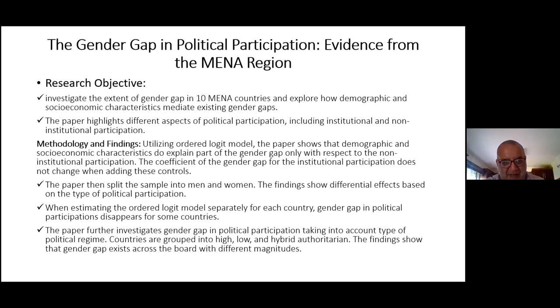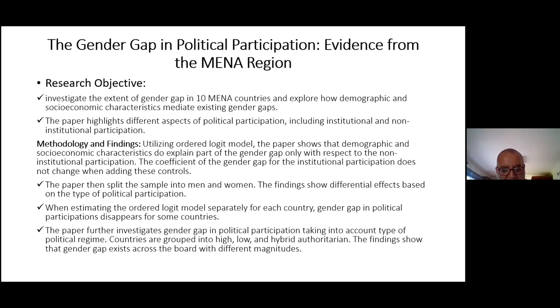The paper shows that demographic and socioeconomic characteristics do explain part of the gender gap, checking the tables, but only with respect to institutional participation. The coefficient of the gender gap in the institutional participation model did not change once the other controls were added. The paper then split the sample into men and women. Findings showed differential effects across types of political participation. Also, when running the model separately for each country, the gender gap existed only for a part of the countries in the sample.